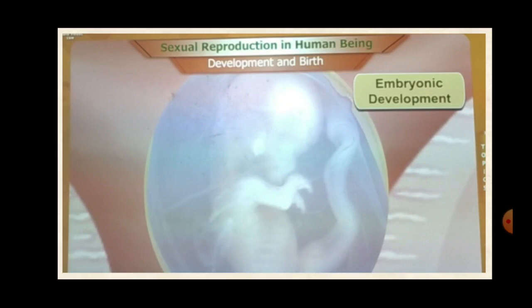This is how, students, embryonic development takes place throughout the 9 months, and from the 9th month onwards, the baby is all set to arrive and take birth. Hope you are very much clear with the developmental process of the embryo.